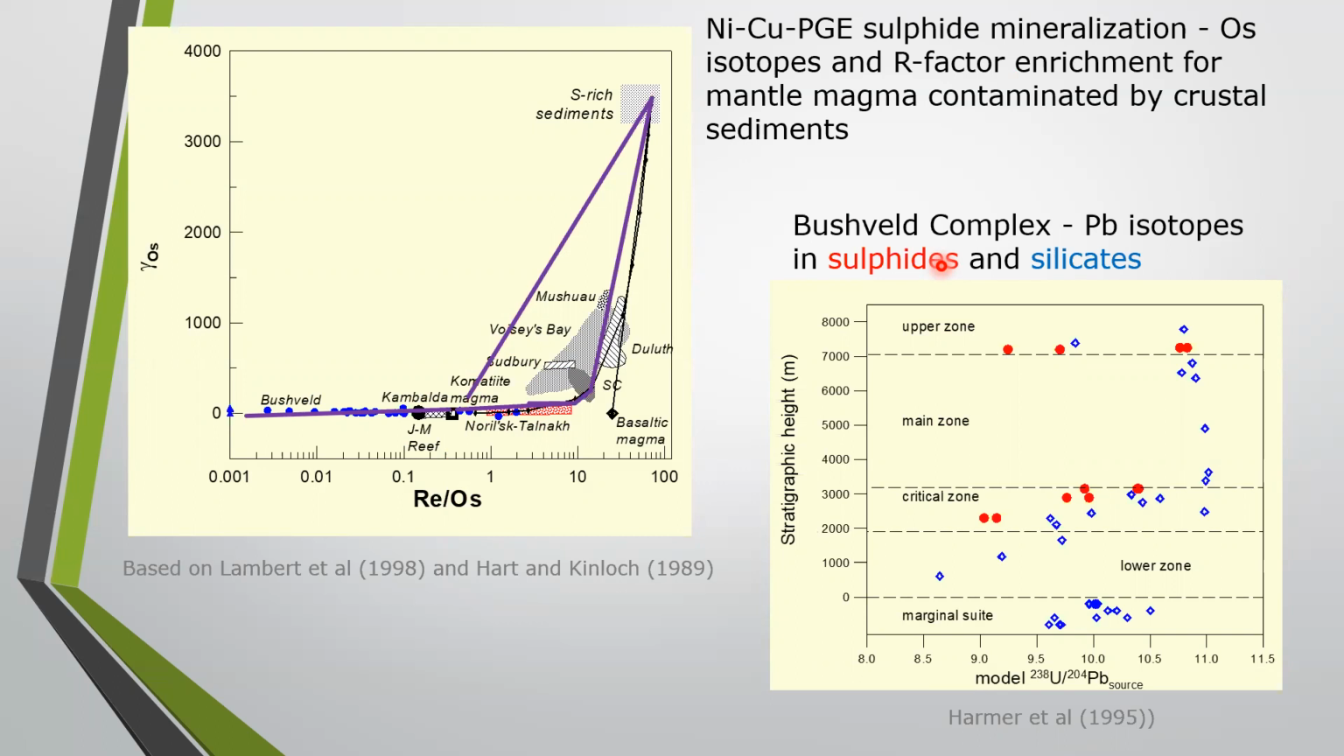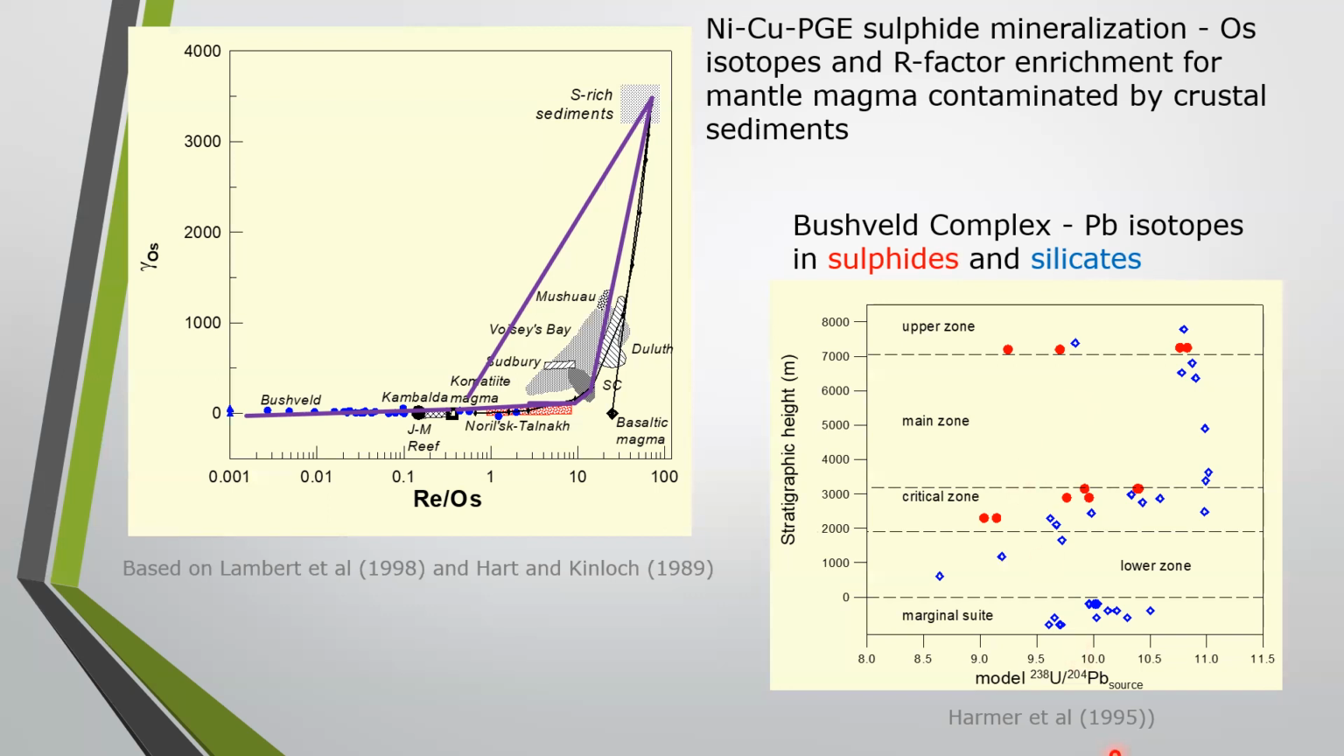The rhenium osmium system is dominated by sulfides. So when you have an R factor enrichment type of thing, it's into the sulfides. It's not necessarily, or generally, not showing you what's in the silicate side. The right-hand side diagram here was the work we did quite a long time ago in the Bushveld complex. More recent stuff just shows the same type of thing.